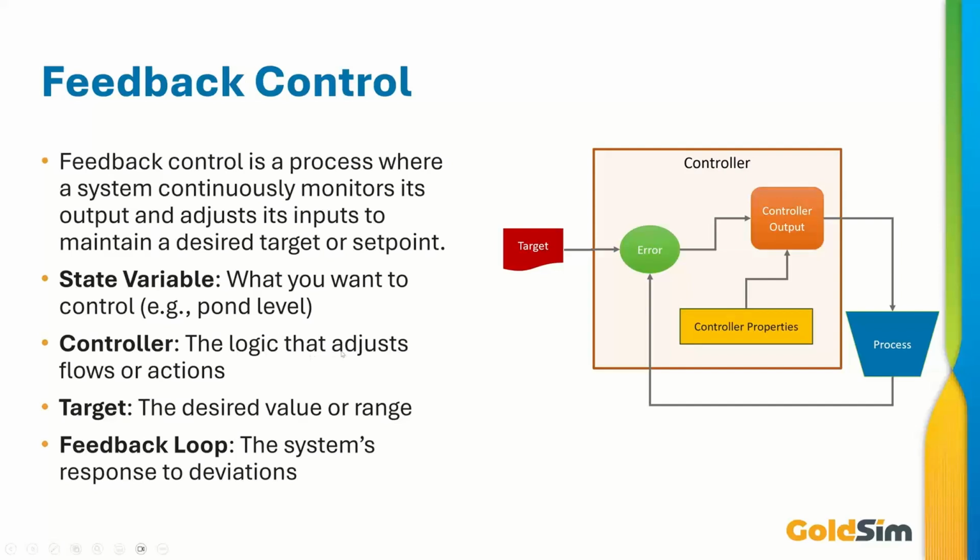So we have the state variable. That's the output coming from our process. That's the thing you want to control. And we have the controller, we have the target, and we have this feedback loop. Those are the parts that are interacting with the controller that we need to keep in mind.